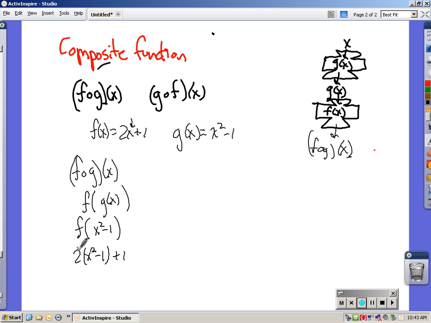So then, distribute the 2, just a little bit of algebra to clean it up. Combine some like terms, 2x squared minus 1. So this is f of g of x. This is what you get if you plug g into f.